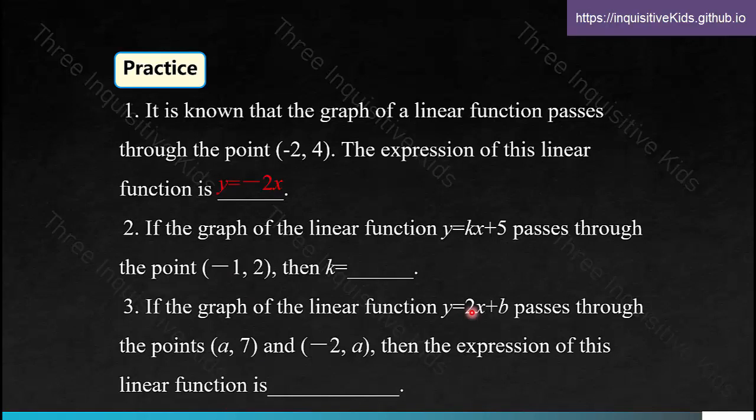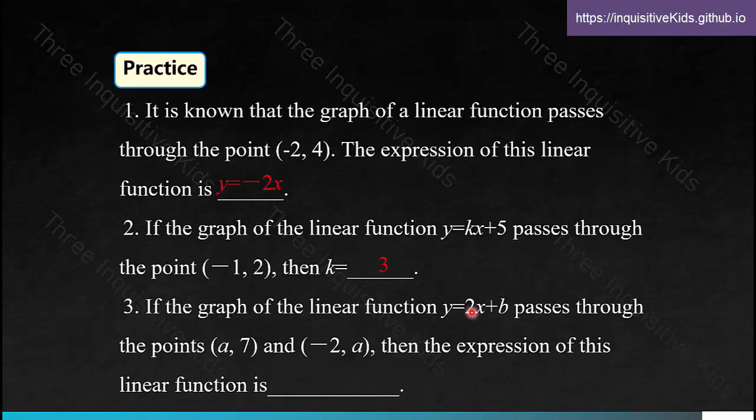If the graph of the linear function y is equal to kx plus 5 passes through the point negative 1, 2, then k is equal to what? Well, after substituting this in, you can just substitute x as negative 1 and y as 2. So k solved would be 3.